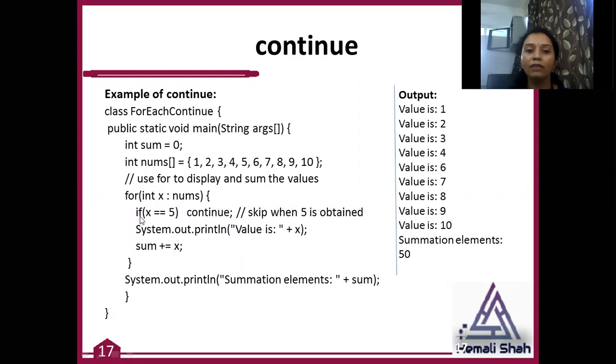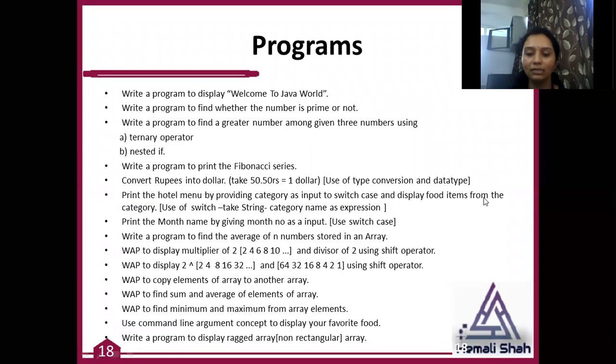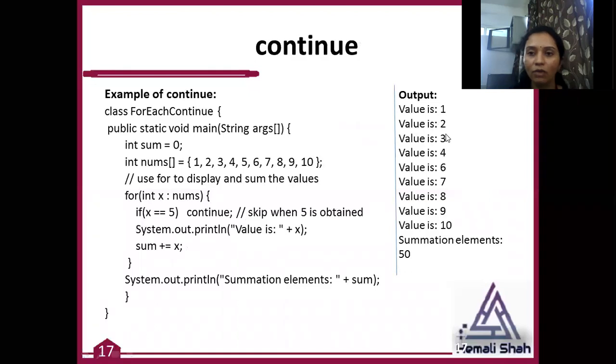So I am first checking and writing the continue statement. That means this 5 will never print, and you will get an output like this: 1, 2, 3, 4, then skip 5, then 6, 7, 8, 9, 10, and you are just getting the sum of these elements. That means this sum will become 50 in this program.